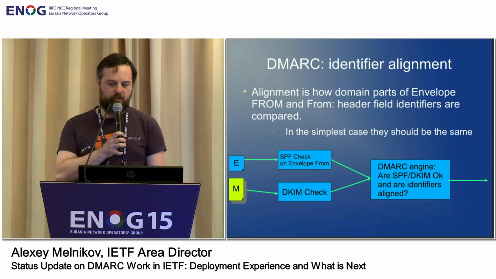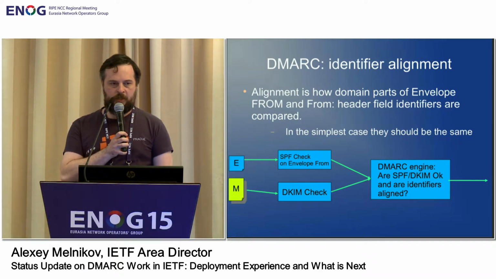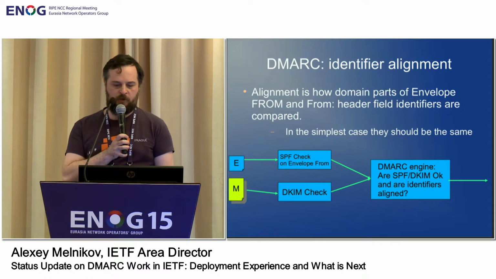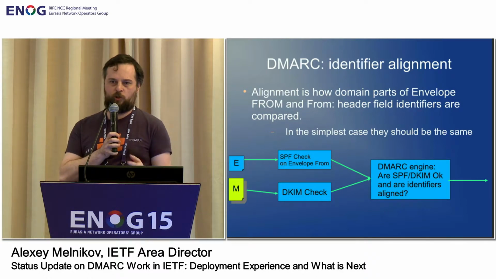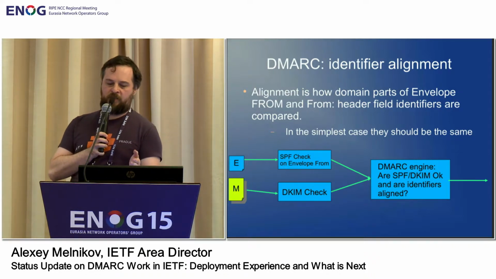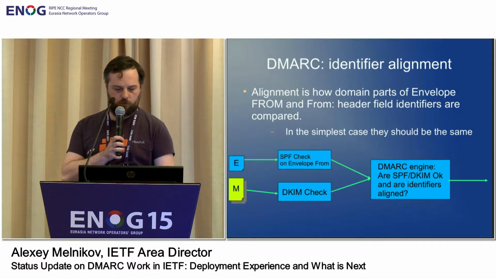If the DMARC engine sees that both SPF and DKIM validation succeeds and identifiers are aligned, then basically the DMARC policy specified by the sender is applied to the message. So now, if the DMARC validation fails, the DMARC policy specified by the sender is applied. If validation succeeds, then the message gets delivered as usual.